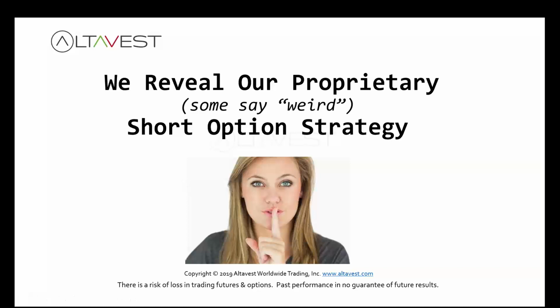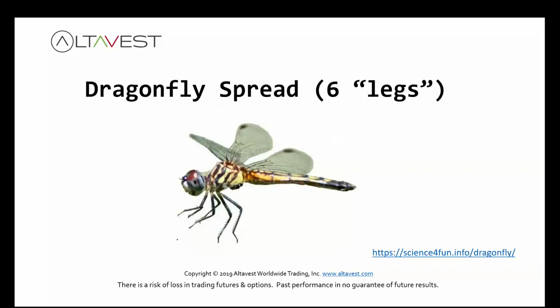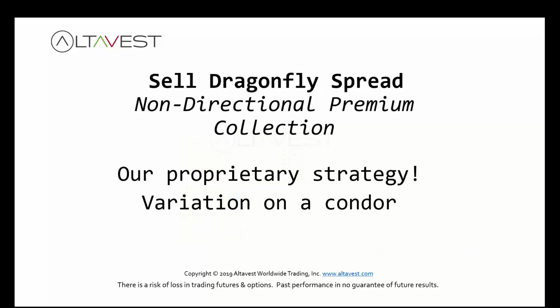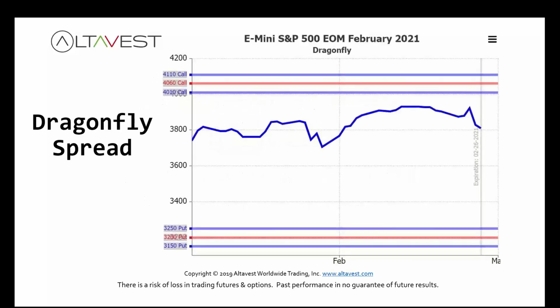So here we go. People have called this weird, but here's our proprietary strategy. It's a short option strategy. We came up with this name, the Dragonfly. And here you go, folks. It's a variation on a condor. And here's what it looks like. I'm going to walk you through this here. Here's the structure of a dragonfly.